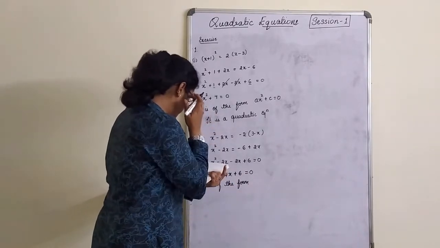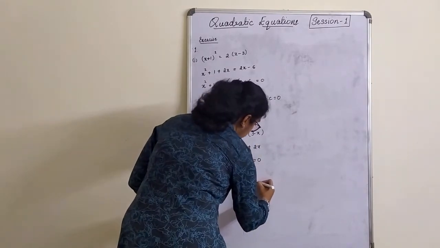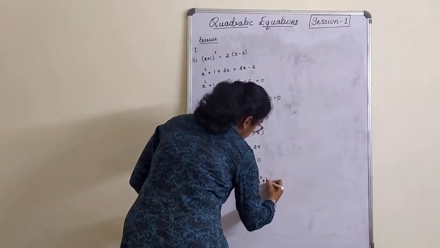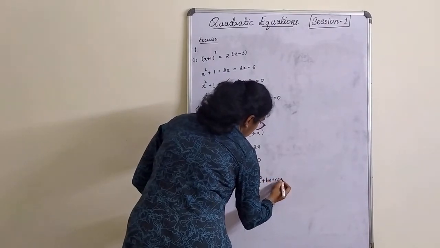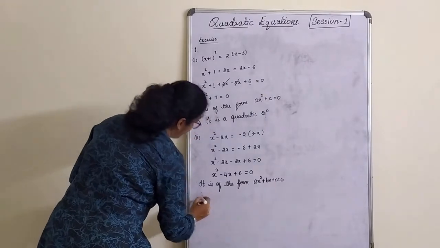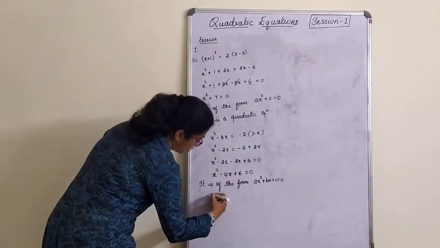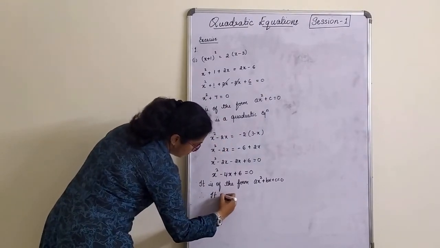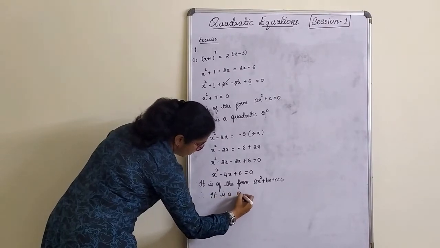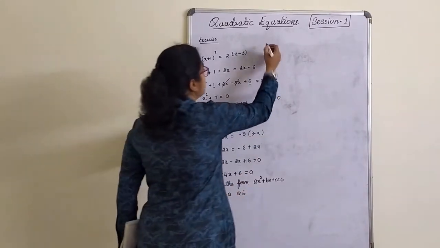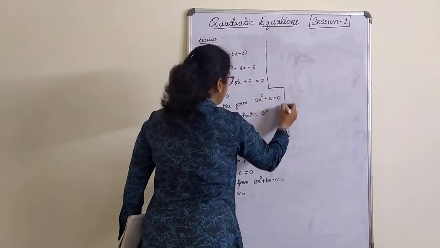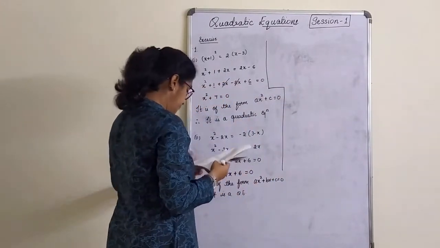of the form ax square plus bx plus c is equal to 0. Therefore, it is a quadratic equation. And just write the shortcut, quadratic equation, right? So let's quickly begin with the next one and check here.